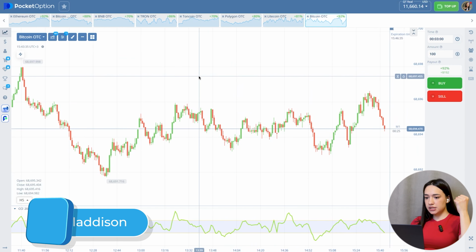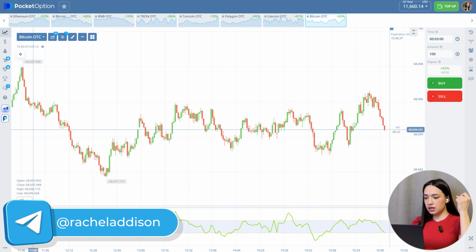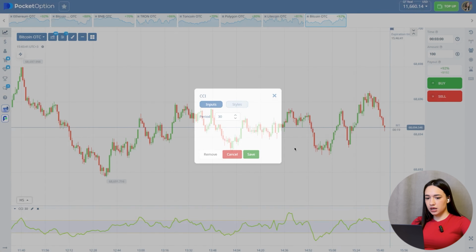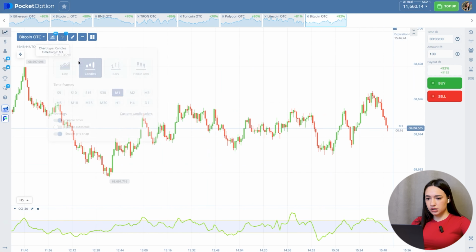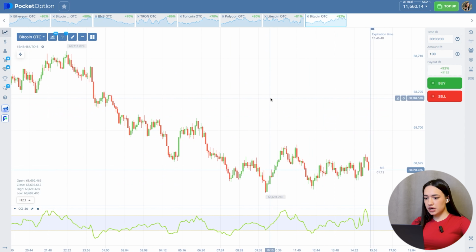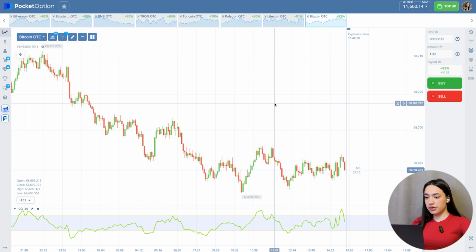I'll try to find an asset for a buy, and again we will increase the period to 30 and go to the 5-minute time frame. And let's continue the analysis and see each other when I find a good entry point.